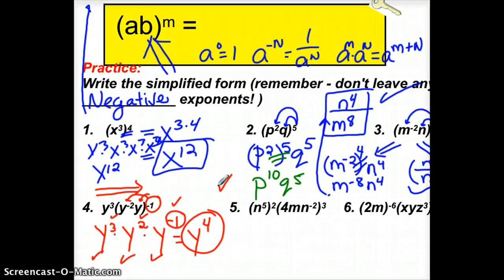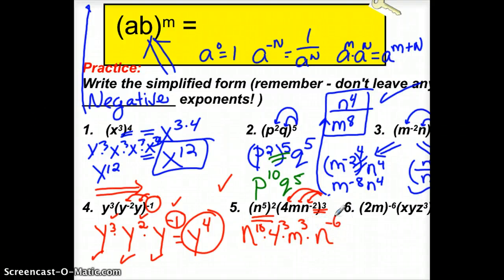This one looks complicated, but just don't break any rules, okay? Let's go ahead and deal with this first. Power to a power, you multiply the exponents. 5 times 2 is 10. I have a chunk of stuff to a power. I bring it all in. It's going to give me 4 cubed, m cubed, n to the negative 2 cubed. Power to a power, I get to multiply those for a negative 6.